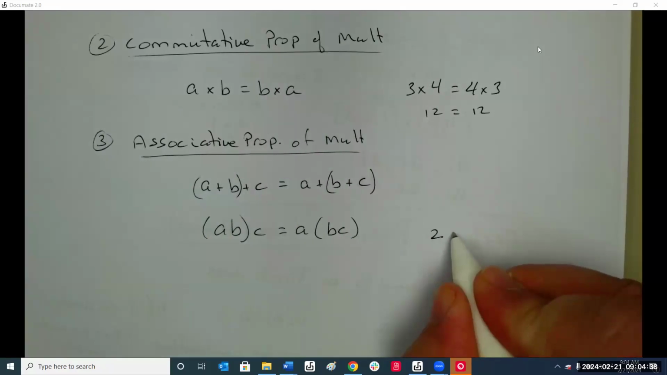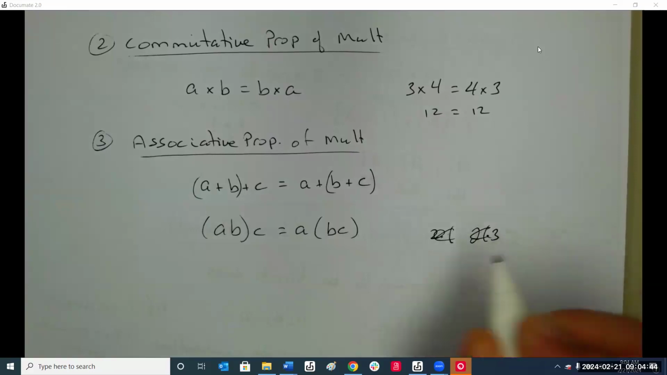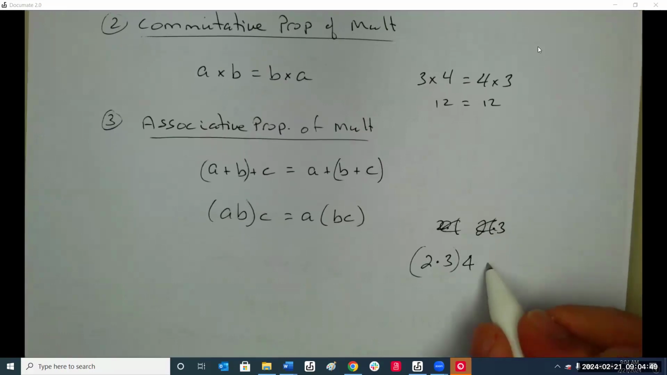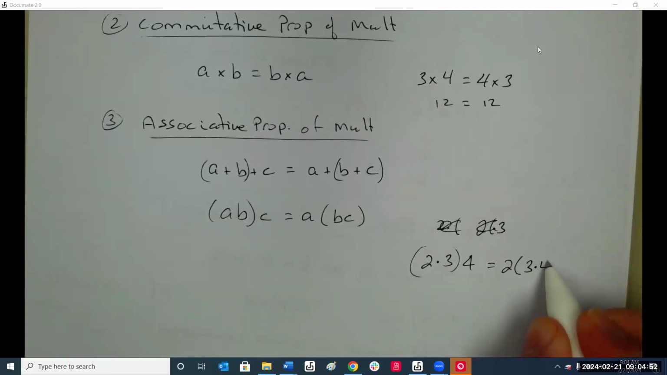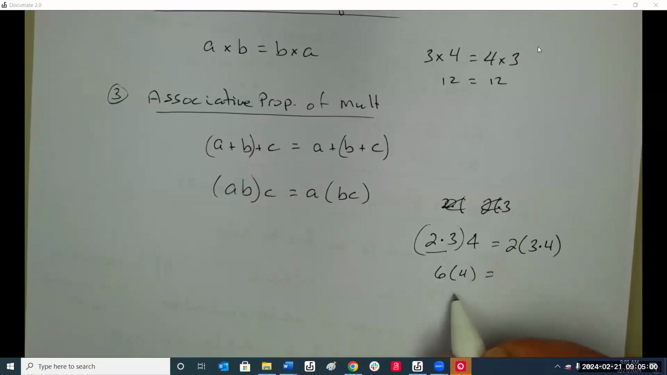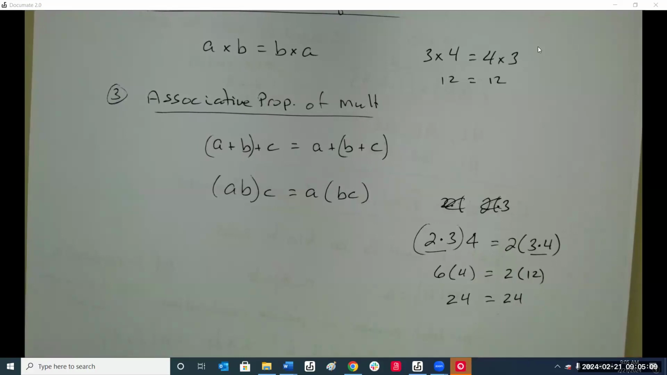Let's say 2 times 3 times 4, like that. 2 times 3 is what? 6 times 4 is what? 3 times 4 is 12, times 2. Associative property of multiplication is a thing.